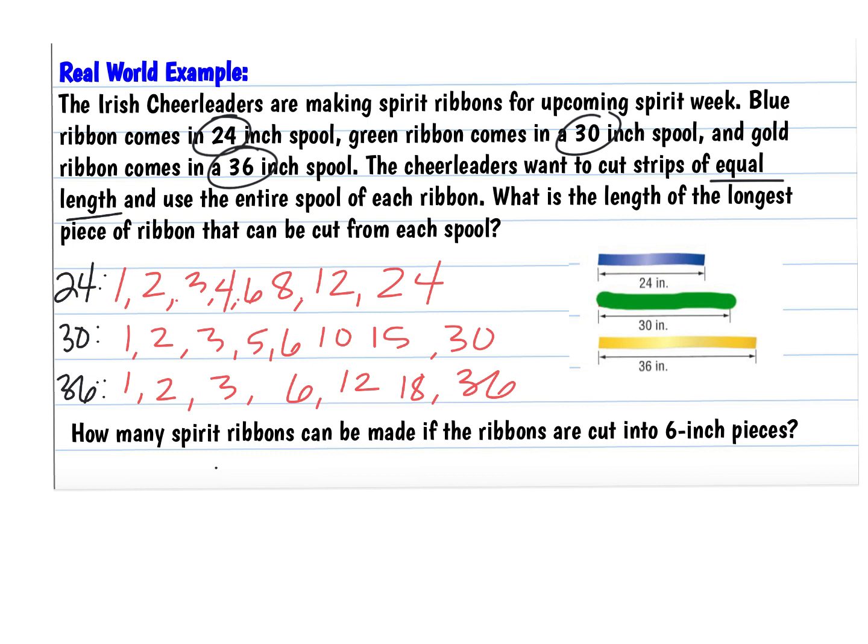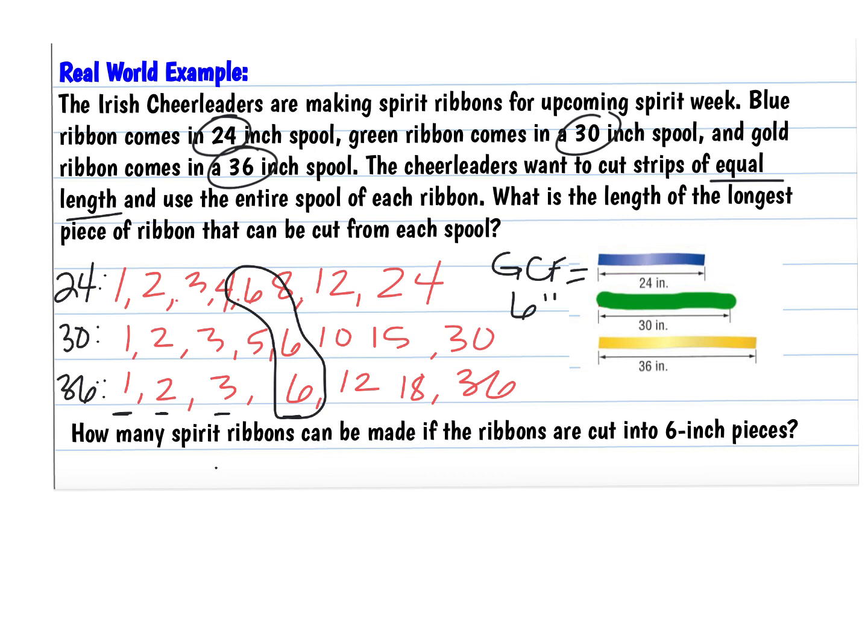So now let's look through and see what is the greatest one they have in common. They each have a 1, they each have a 2, they each have a 3, they each have a 6, and then it looks like that's about all they have left in common. So the GCF is going to be 6, or we would say 6 inches. So that means that each ribbon is going to be cut into 6-inch pieces. That's what the GCF is saying for this situation here.